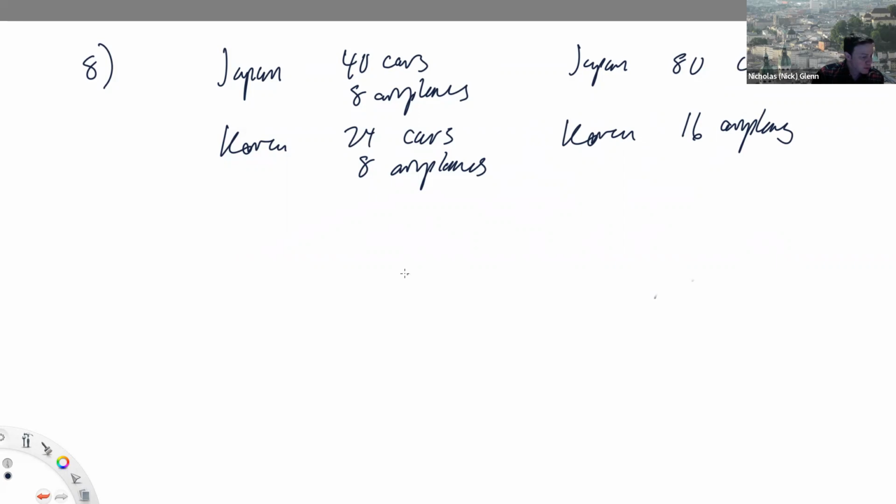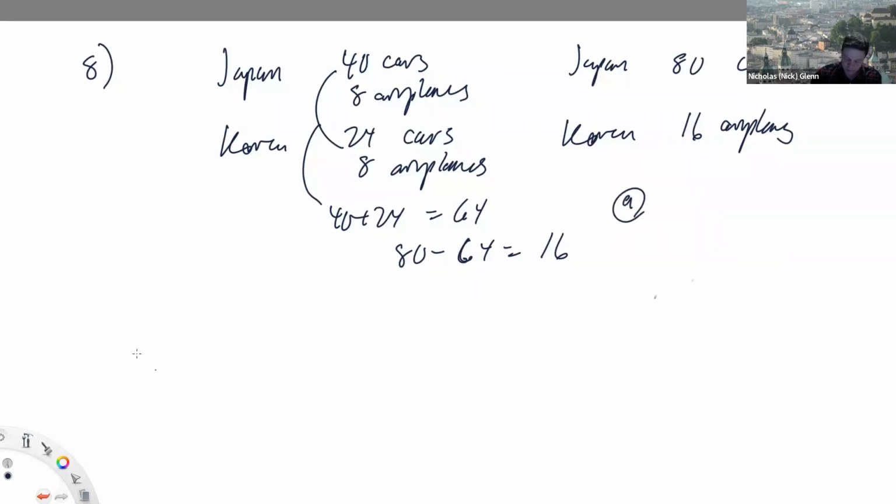All right. So it's asking what will the total output of cars increase by? Well, if they both split their time, it would be 64. 40 plus 24, 64. But still, we got 80. So subtract 64 from 80, and that'll be 16. There's going to be 16 more cars now as a result of doing this. All right. Okay, number 9.